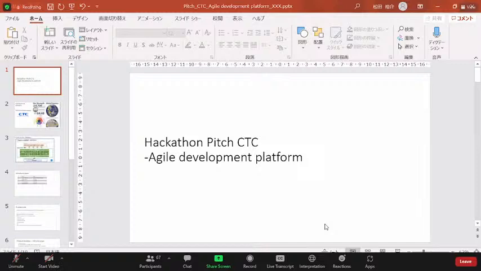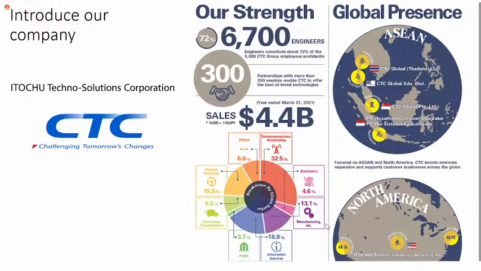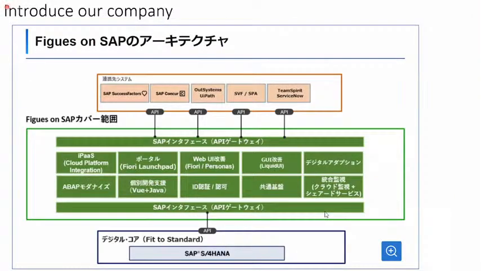Let me introduce our company, CTC. It's officially known as Itochu Techno Solutions. In short, we're called CTC. As a group as a whole, there are about 9,000 employees, and 70% of them, to be more specific, 6,700 people are IT-related engineers. With regards to the verticals that we focus on, it's quite wide, including telecommunications, industries, manufacturing, and public sector as well. We have offices in Asia and the United States.